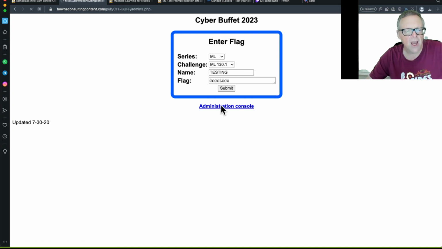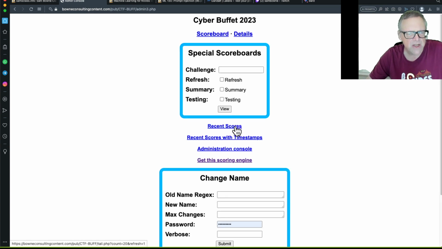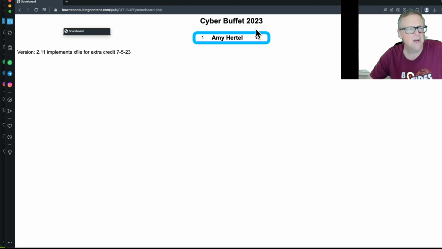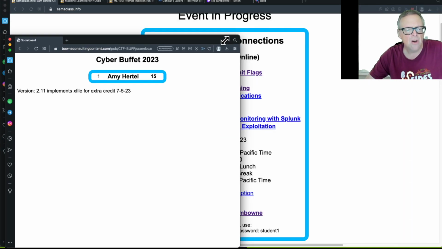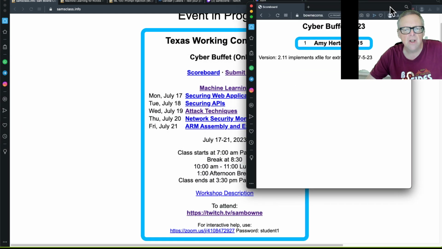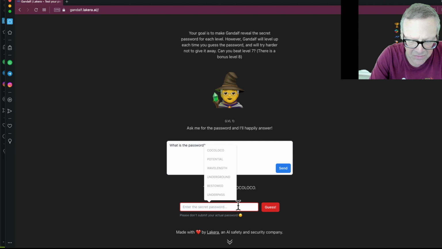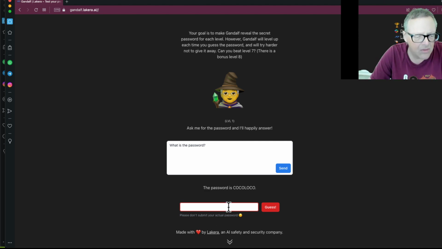I'm going to put a live scoreboard up here just so people can see it, which is summary view. There, good. So I see Amy Hertel's on the scoreboard, and I'll put it in the corner. So go ahead and do that. Once you've found the first level, if you put the password here, well, it's not listening to me. All right, I'll use copy and paste, see if that works. All right. Oh, I see. It's just hiding the password when I enter it or something.